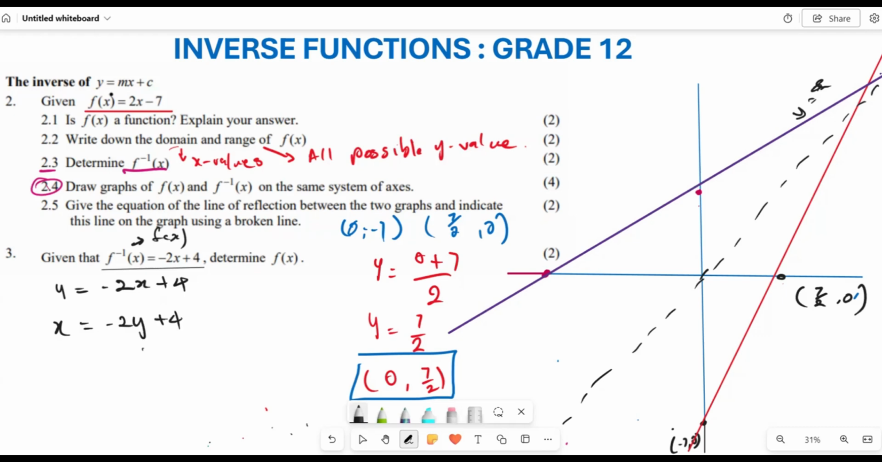Yes, that's correct. And then from here, what am I going to do? I'm going to transpose this 4 to this side, which gives x minus 4 equals negative 2y. Then I am going to divide by negative 2, right? So my f of x in this case will be the same as (x minus 4) over negative 2. Again, basically that will be my inverse function, right?